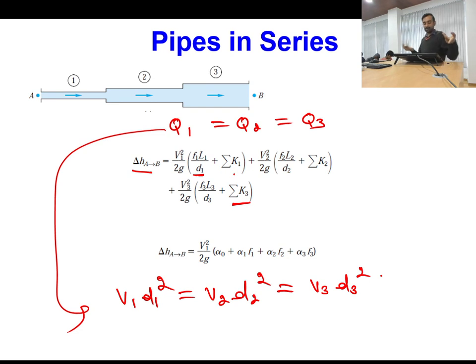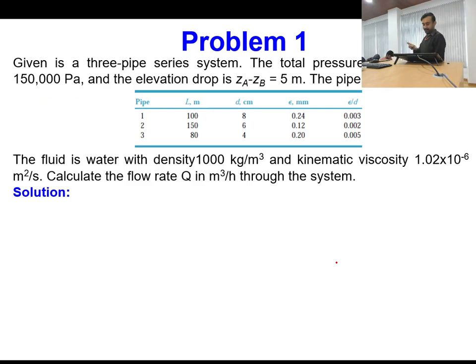If I express all the velocities in terms of V1, I can take V1 square by 2G as common, and then I will get some constant values. Because of all the summation K's, I will get a constant alpha naught, and for the other terms I will get alpha 1 f1 plus alpha 2 f2 plus alpha 3 f3. Now, by using this series pipe network, let's see what type of numerical problems we can have.